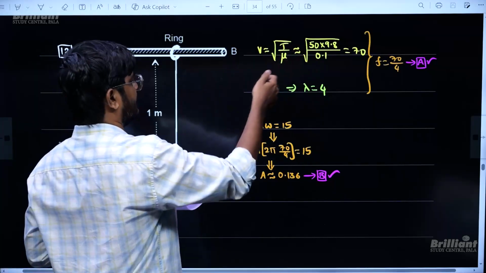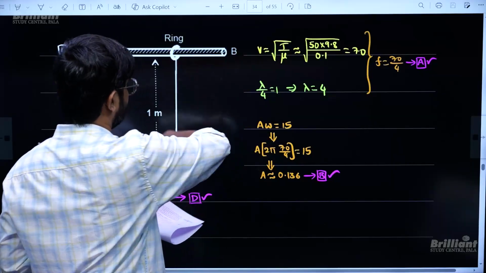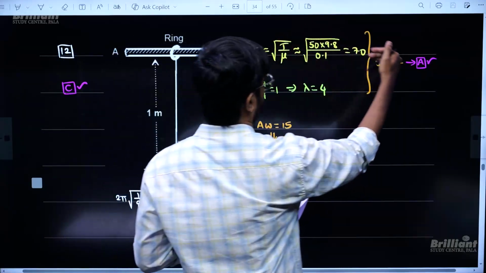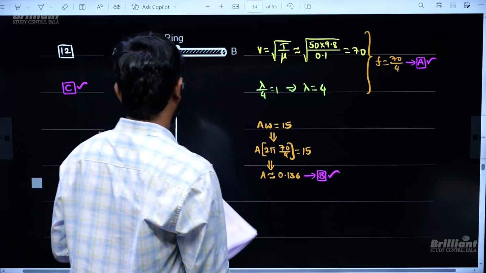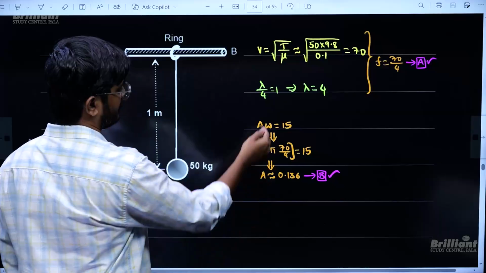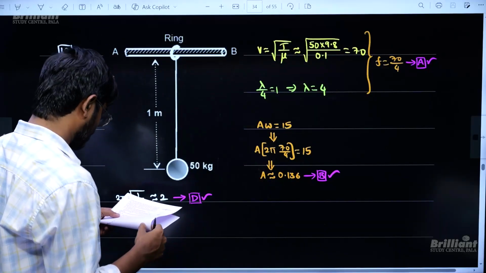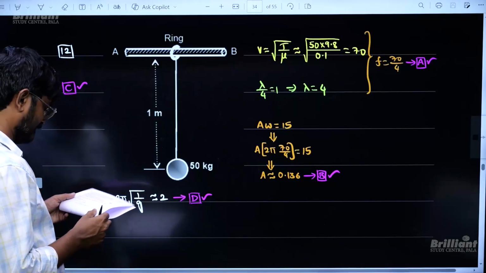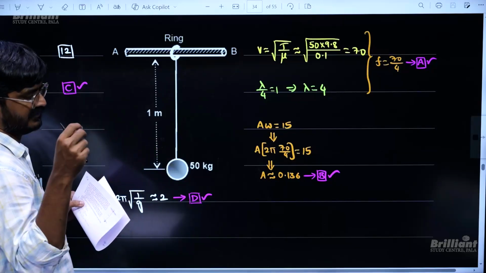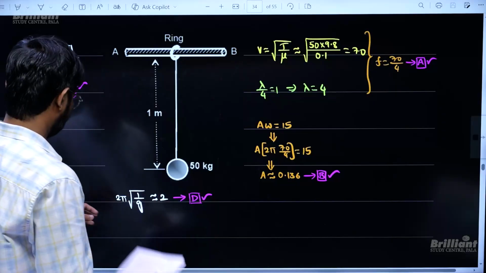And velocity you can get. Then lambda by 4, as it is fundamental, this is node and this is antinode, that is lambda by 4 equals 1, lambda equals 4. If you know velocity and lambda, you can find the frequency. And maximum velocity of the particle is a into omega. Omega value is 2 pi f. From there you will get the amplitude. And I think the last question is entirely different. It seems if this was an SHM thing, if you leave it and it is going to perform SHM, what is its time period? I think that is how option D will be matching.